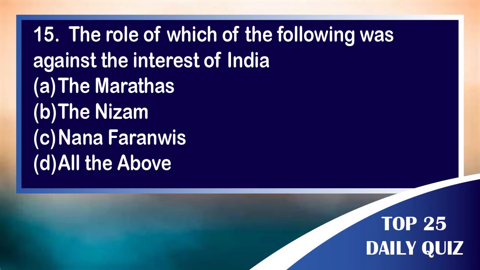Question 15. The role of which of the following was against the interest of India? Option A, the Marathas. Option B, the Nizam. Option C, Nana Phadnavis. Or option D, all the above. The correct answer is option B, the Nizam.